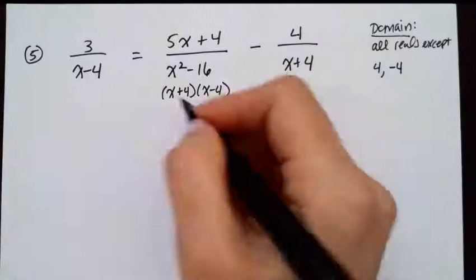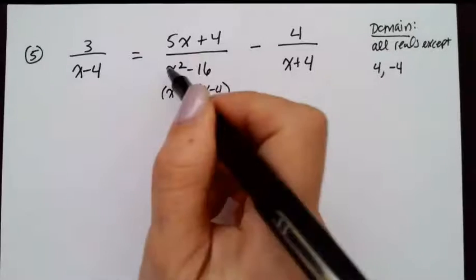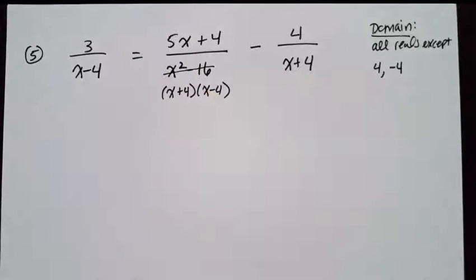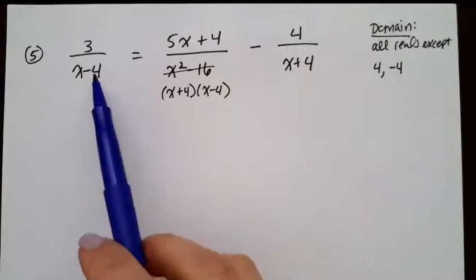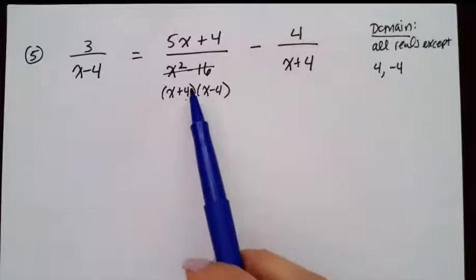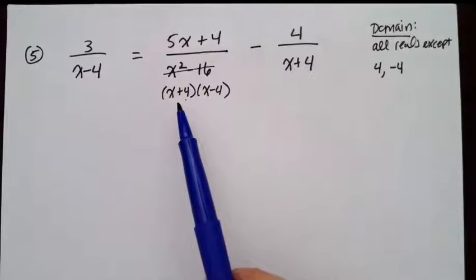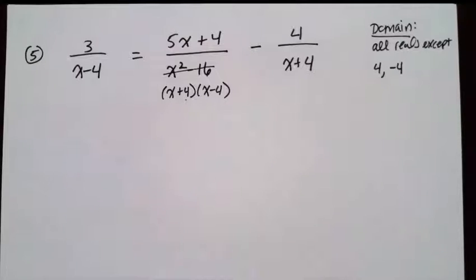All right, now factoring that binomial in this denominator helps because that helps me find my least common denominator. My least common denominator is the product of all the different factors. So I have factors of x minus 4 and x plus 4. Even though those factors are repeated, the number of times that they occur in each denominator is the same. So my least common multiple will be the product of x plus 4, x minus 4.